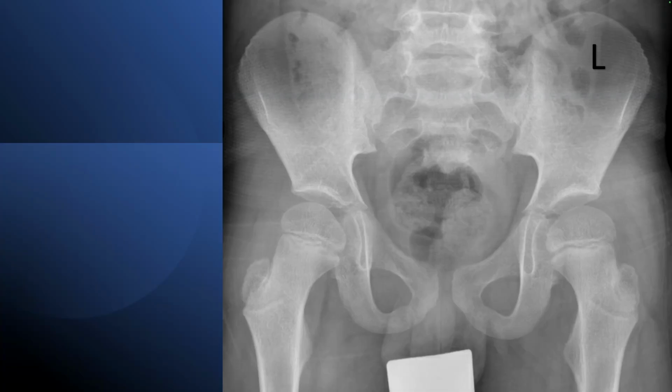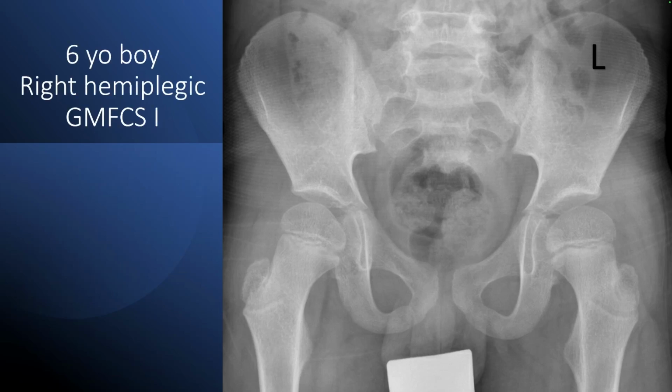Before we proceed to describing significant pathologic findings, let's review radiographic findings you will see in healthy hips in children with CP. This is an example of a 6-year-old boy with right-sided hemiplegia and a GMFCS level of 1, which is associated with a very low incidence of hip displacement. There is no significant pelvic obliquity.